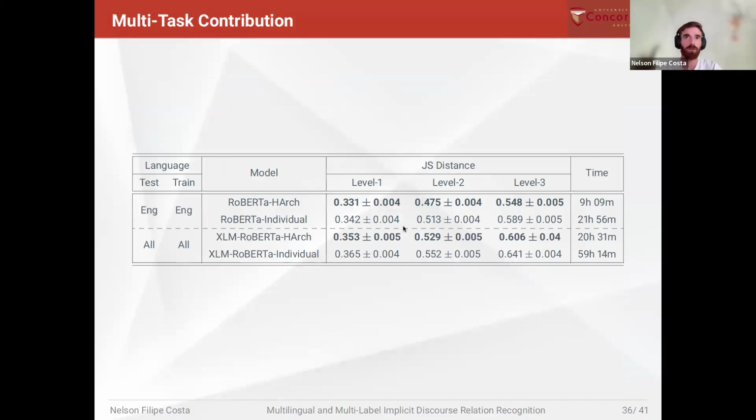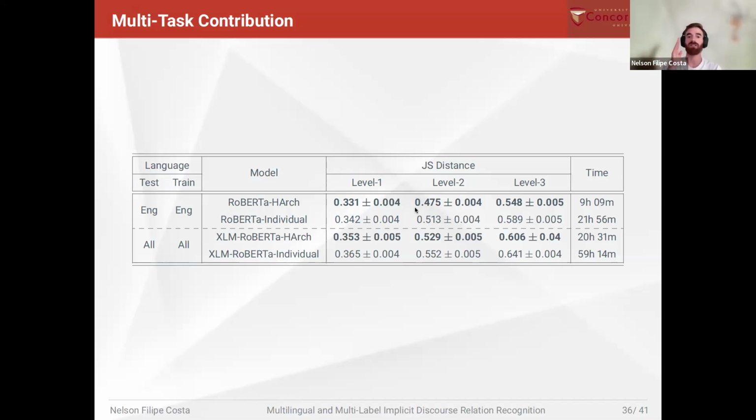Another thing we wanted to evaluate that we didn't evaluate in our previous research question is how much of an advantage it is to have our model predict the 3 levels simultaneously in a multitask setting, over having single models predicting each level individually. So in the English setting, this is our Arch model that predicts the three levels simultaneously. And here we have the same model, but predicting only one sense at a time. And we see that in the English setting and in the multilingual setting, having the model predict 3 sense levels simultaneously leads to better results.